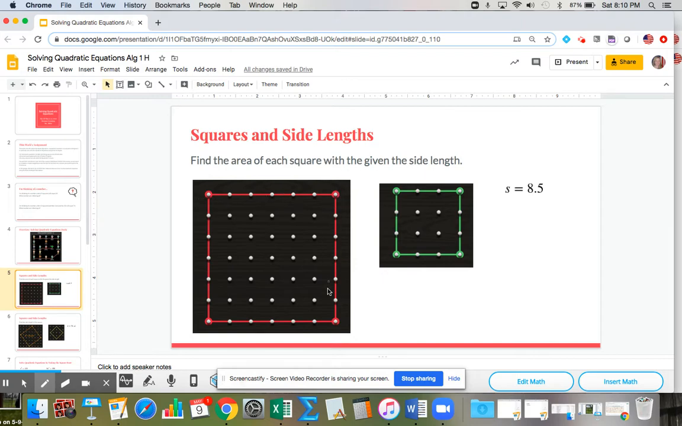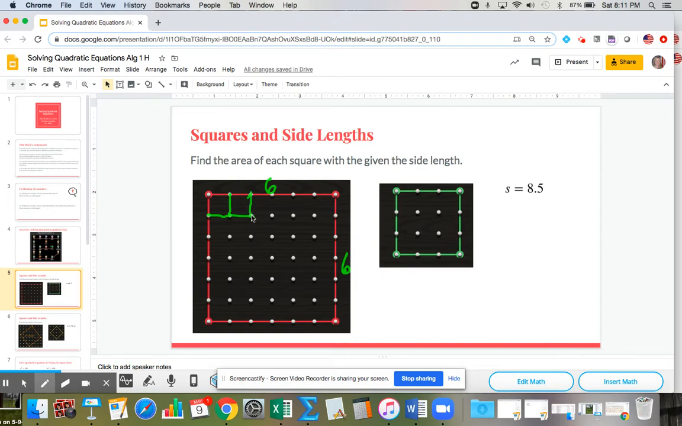So we have to count the side length. And what we do when we count side lengths is the distance from one peg to the other is 1, 2, 3, 4, 5, 6. So this particular square is side length 6, and just to make sure it's a square, let's count this side. 1, 2, 3, 4, 5, 6.